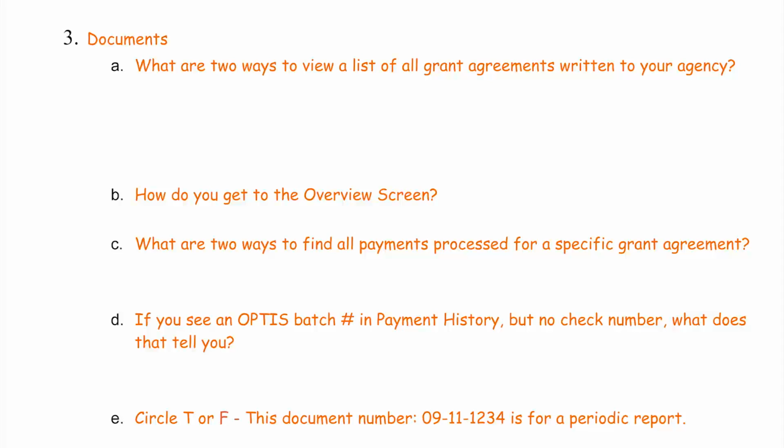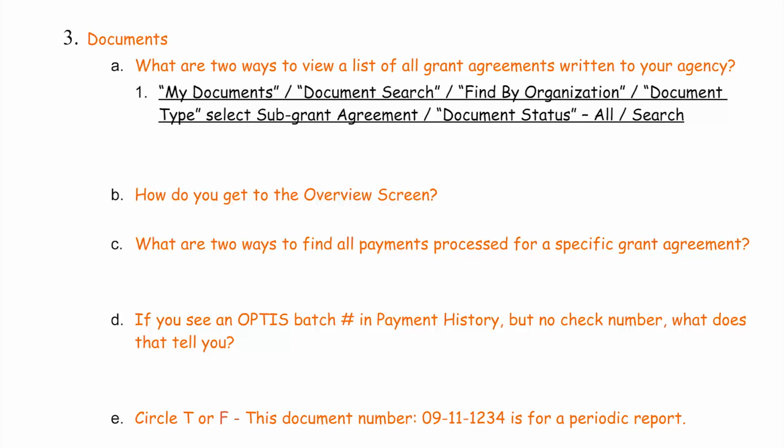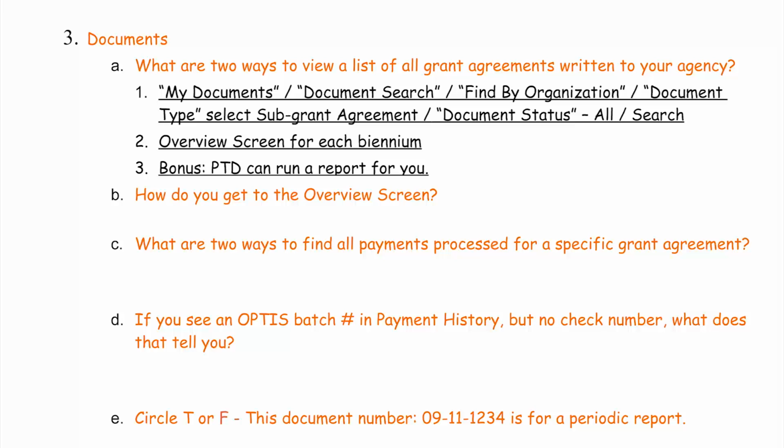Okay, what are 2 ways to view a list of all grant agreements written to your agency? What's one way? Document search, go to all sub-grant agreements. Right, exactly. Or you can go to the overview screen, but that would only show you one biennium's worth, but that still is a good place to look. We can also, this is a bonus, we can also run a report for you if you'd like that shows you all that.